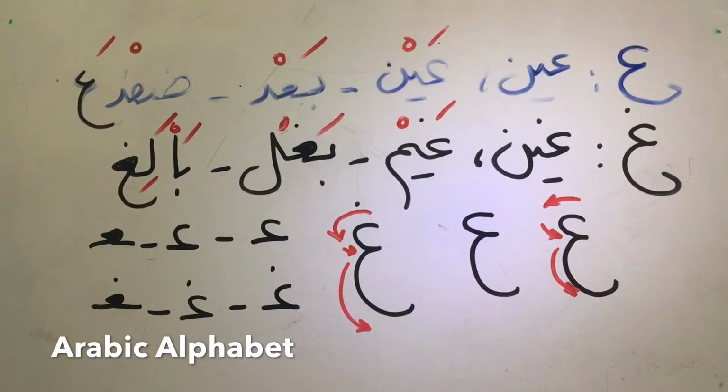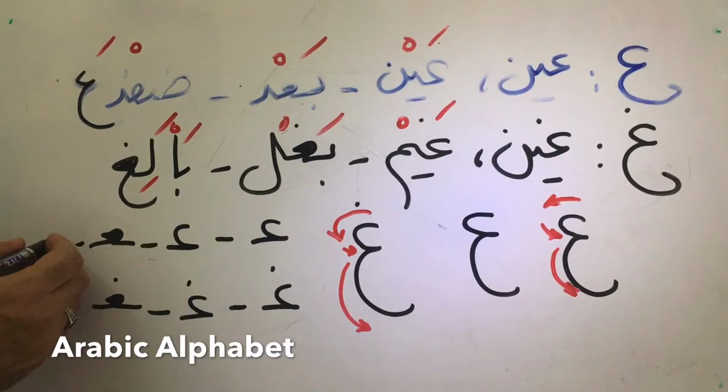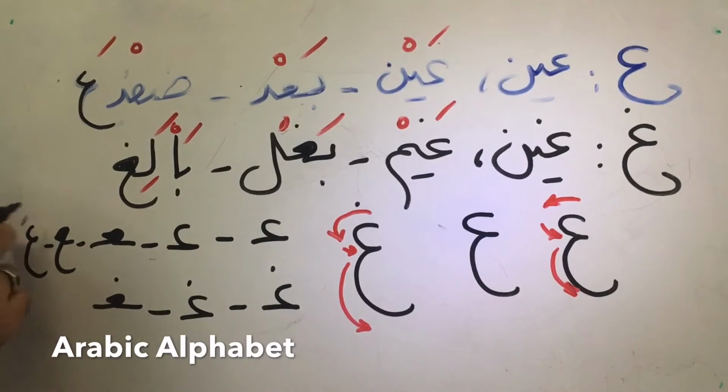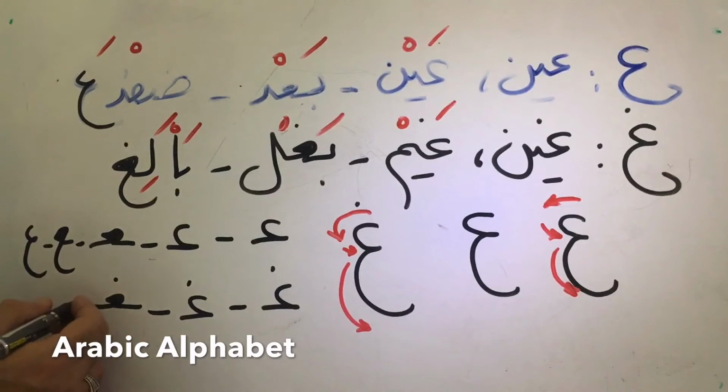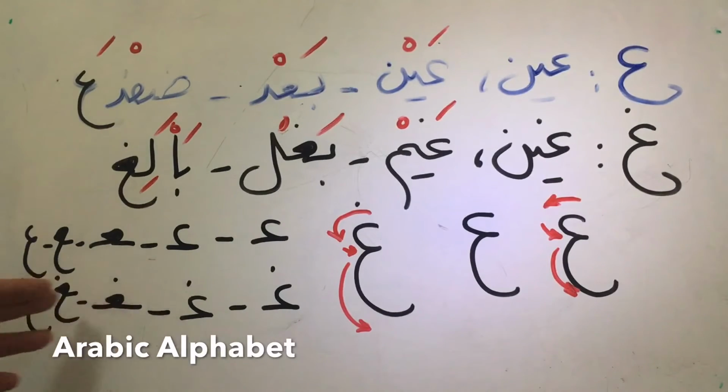At the end of the word, it is like this or this. Sorry, this is Ain. If it is joined with the letter before, it is like this. If it is separated, it is like this. Ghain is the same, joined with the letter before or separated. These are the main forms of Ain and the Ghain letters.